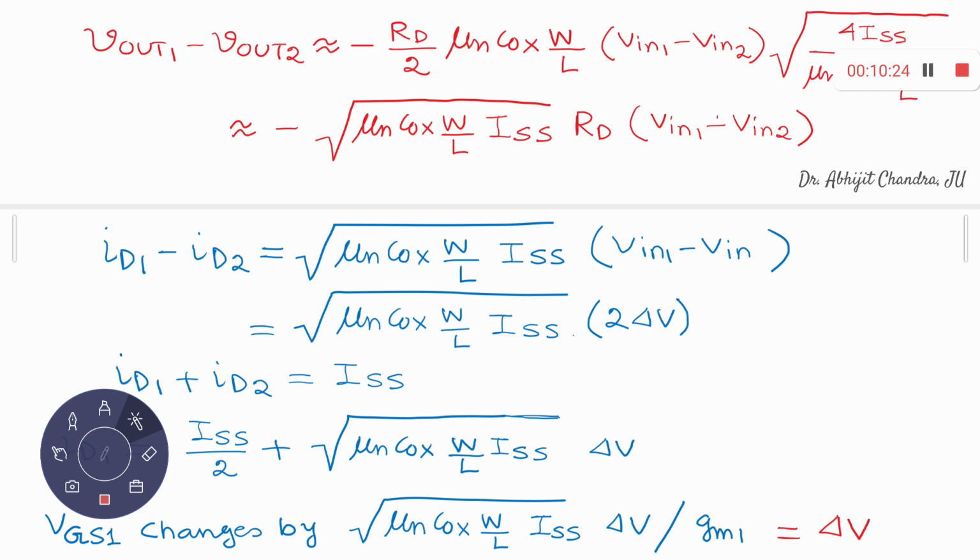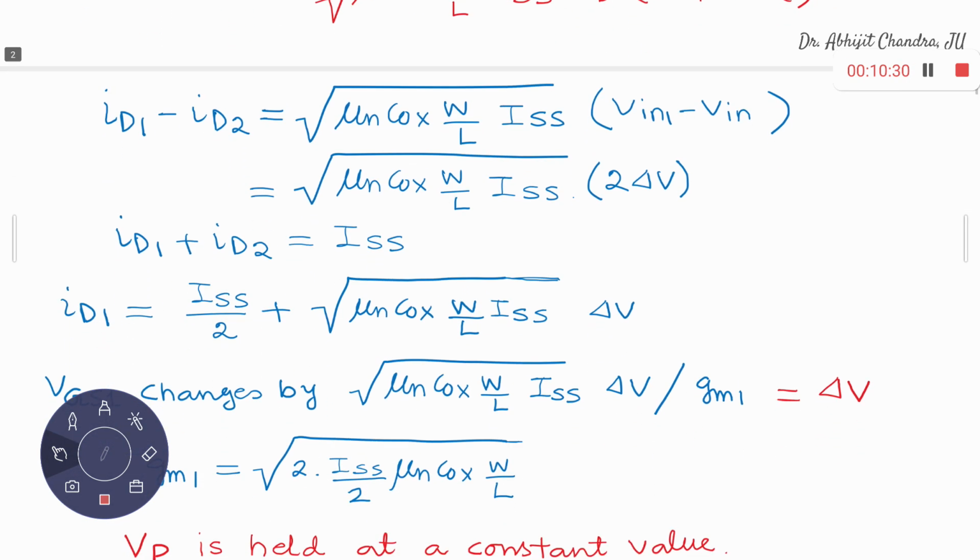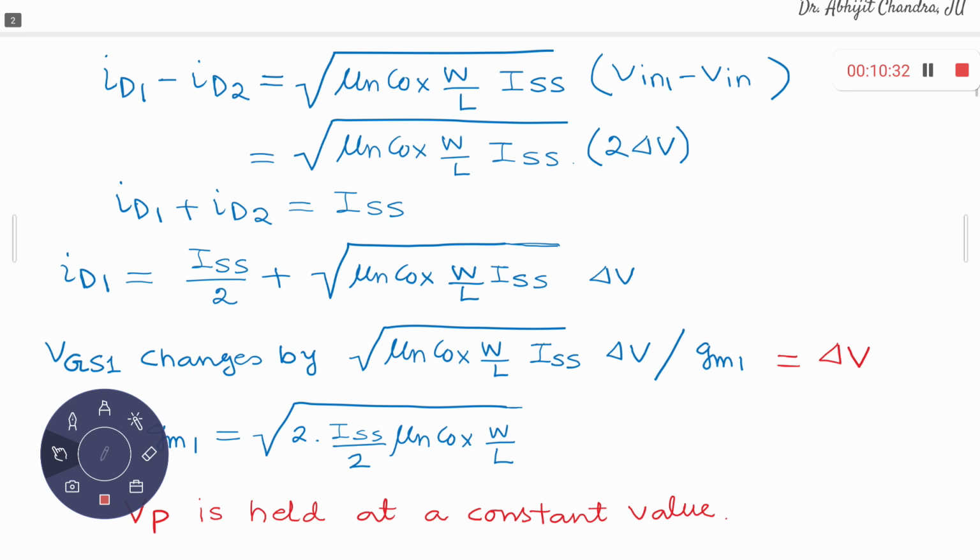And you know that ID1 plus ID2 is equal to ISS, the total current. We apply KCL, and from that you can get ID1 is equal to ISS by 2 plus this part. Similarly, you can have the expression for ID2, ISS by 2 minus this part.